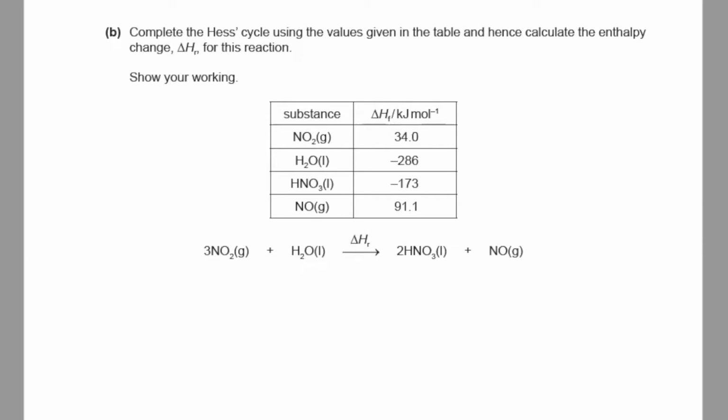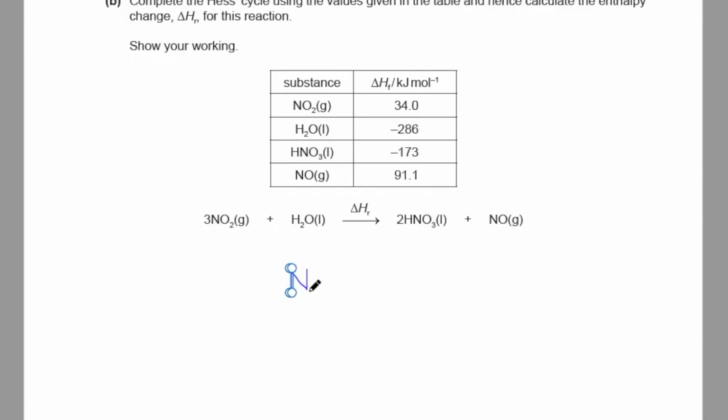Enthalpy change of formation is forming 1 mole of product from its elements. So to form nitrogen dioxide, we need oxygen gas and nitrogen gas. Similarly, for water, we need hydrogen and oxygen. Likewise, for nitric acid and nitrogen monoxide to form, we need hydrogen and nitrogen and oxygen. So these are all the elements which will be forming these products: NO2, H2O, HNO3, and NO.